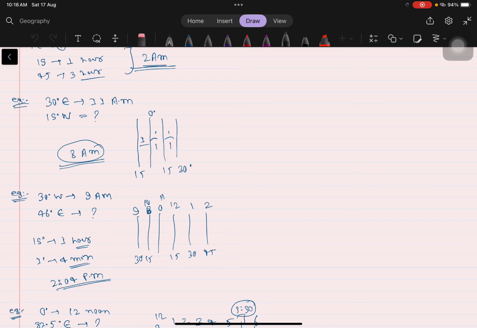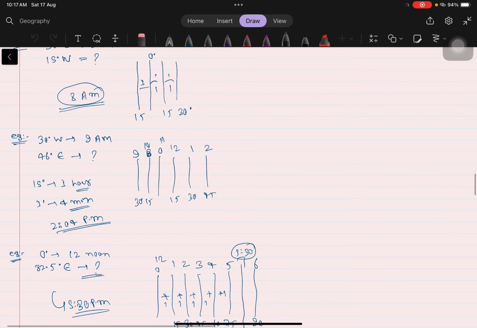So what's the time at 45 degrees east? Here 30 means 2 hours addition, that is 11 a.m. Now 3 hours addition, so it will be 11 plus 3, that is 2, and then 1 to 4 p.m. It will be 4 p.m.